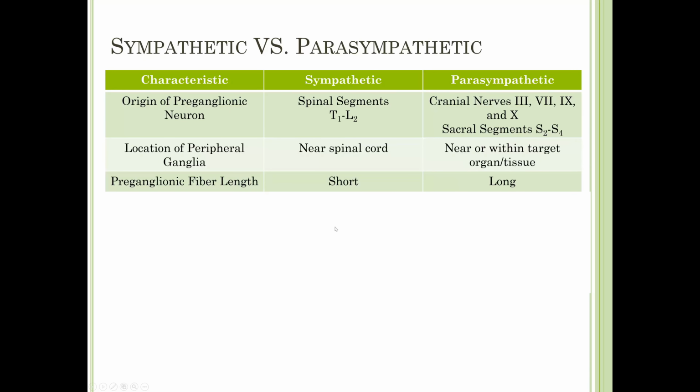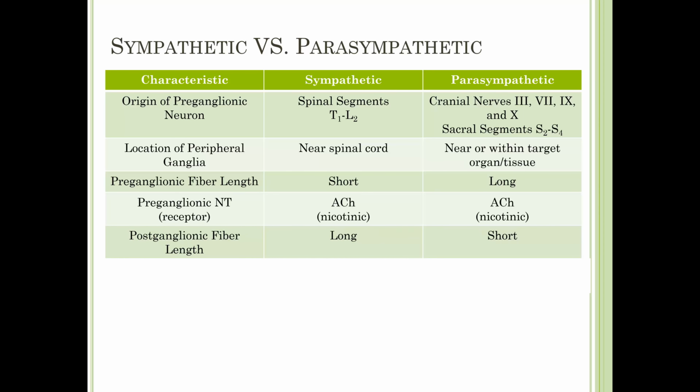If we look at the preganglionic fiber or axon length, the sympathetic preganglionic axons are short. The parasympathetic preganglionic axons are long. If we look at the preganglionic neurotransmitter and the receptor that it uses, in the sympathetic system, this is going to be acetylcholine, and it's going to bind to nicotinic receptors. And in the parasympathetic system, it's going to be acetylcholine binding to nicotinic receptors.